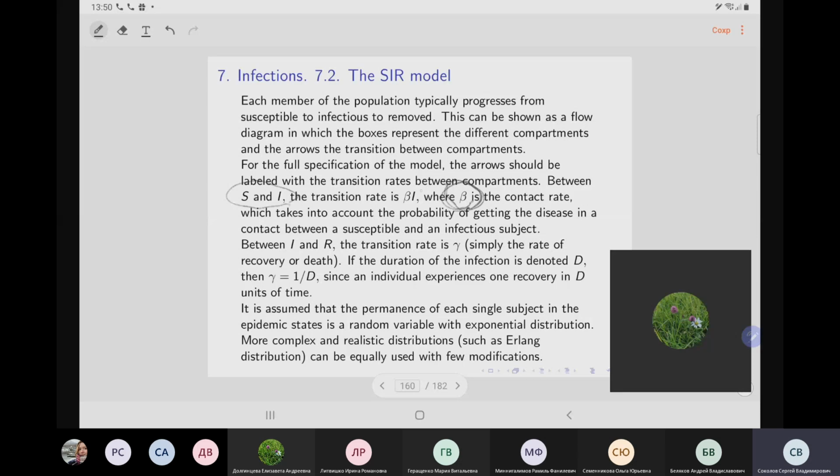Next, the transition between I and R. The transition rate is our gamma. It is some speed of the recovery or death. And if we consider the duration of the infection as D, the average time of being infected, gamma usually is taken as 1 divided by D. So for flu, it is 1 divided by 15 usually.